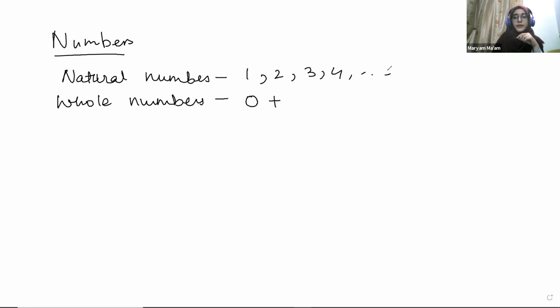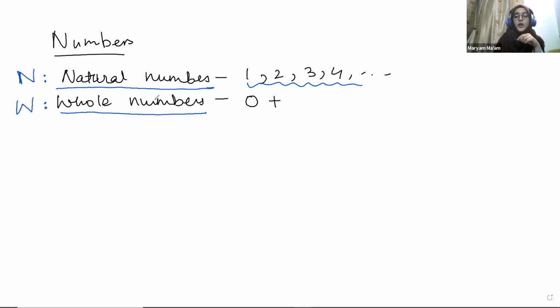Now you see, there is a way of denoting these collections. The whole collection of natural numbers 1, 2, 3, 4, and it goes on until infinity, is denoted by the capital letter N. The collection of whole numbers is denoted by the capital letter W. As you said, whole numbers are 0 plus the collection of natural numbers.